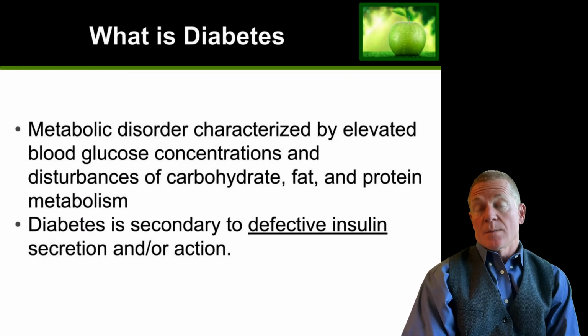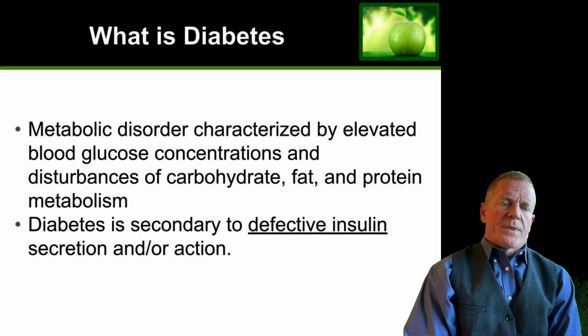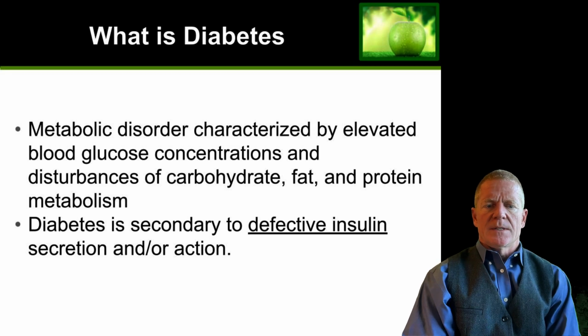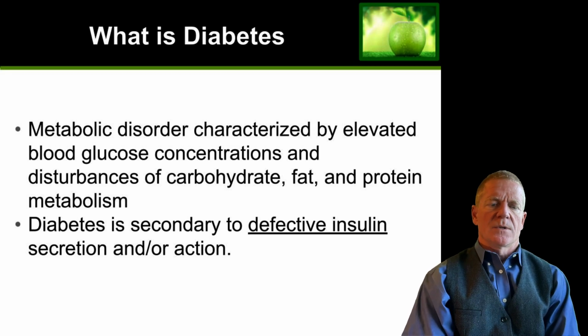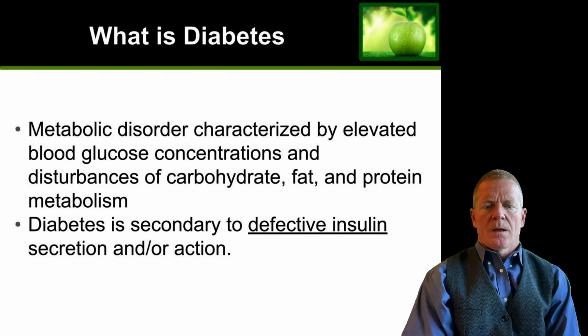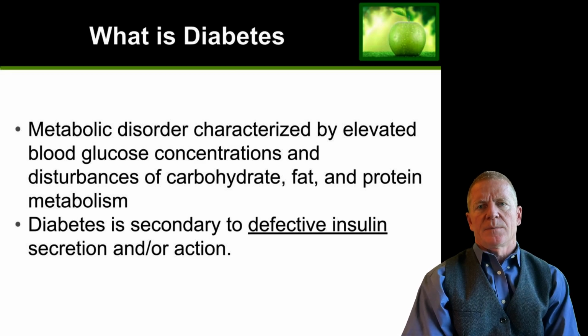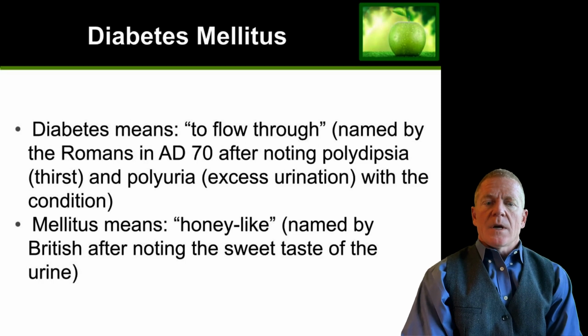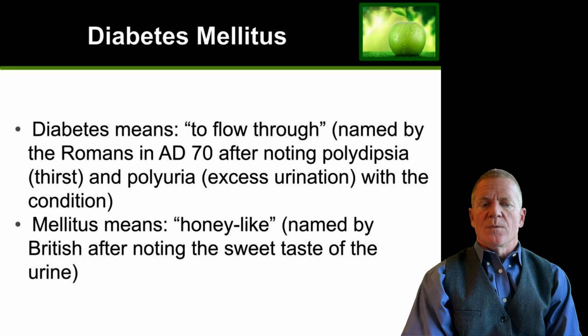What is diabetes? It's a metabolic disorder. What that means is that in diabetes, blood glucose metabolism is altered and disturbed. That also leads to disturbances in carbohydrate, fat, and protein metabolism. Diabetes is primarily due to defective insulin. That's either defective insulin secretion in the case of type 1 diabetes, or defective insulin action in the case of type 2 diabetes. Diabetes, the word, means to flow through.